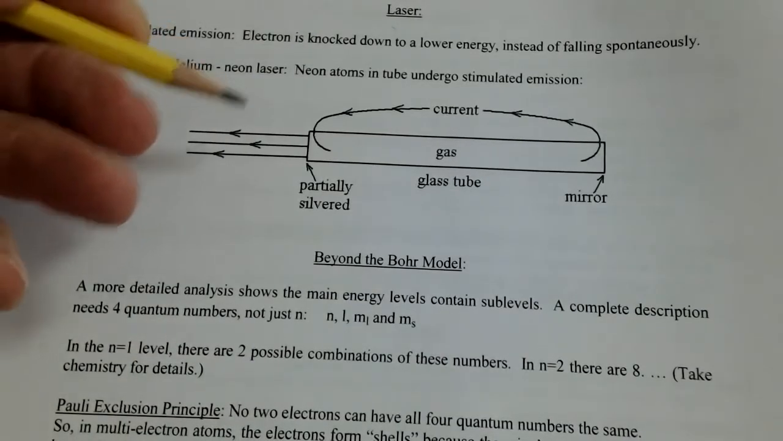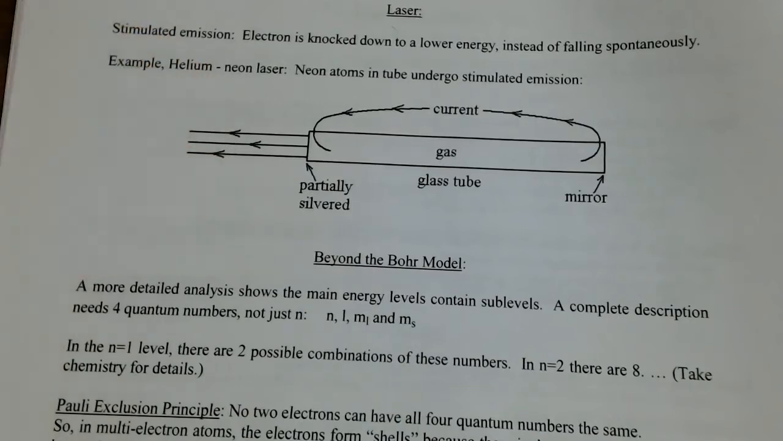The mirror on one end is partially silvered, by which I mean, the way you make a mirror is you take a piece of glass and you deposit some metal atoms on it. And for a regular mirror like you might have in your bathroom, they put the metal on there thick enough to reflect pretty much all the light that hits it. A little bit gets absorbed.